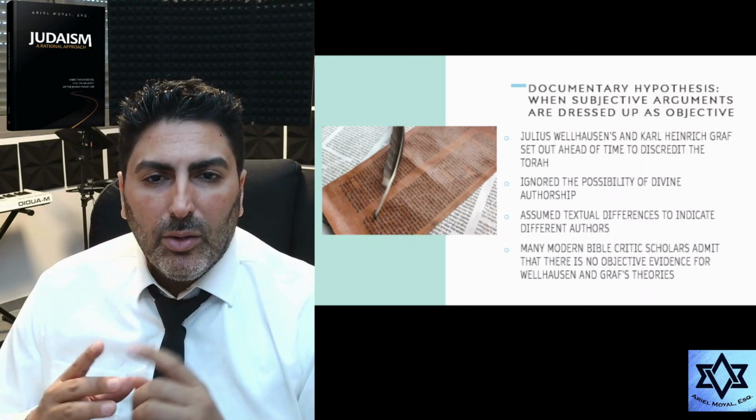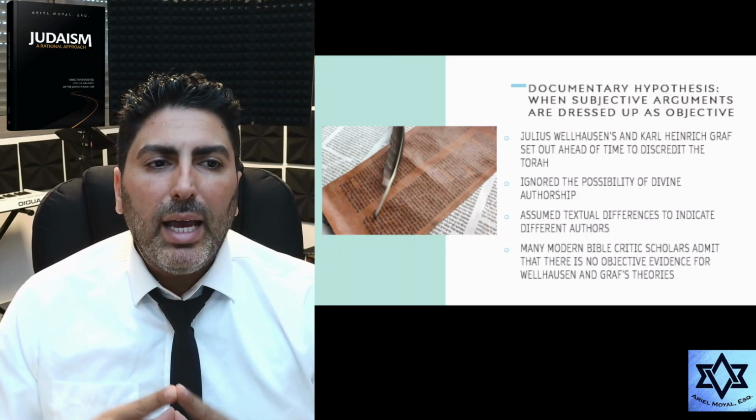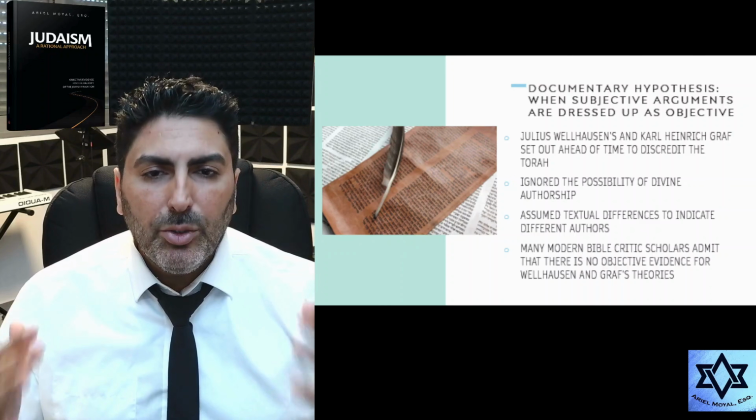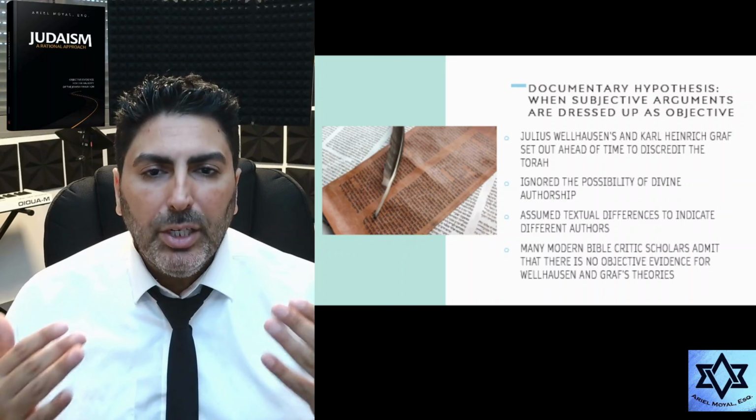It's widely known that Wellhausen and Graf set out ahead of time to discredit the Torah. They had their worldview. They believed in evolution, and they said, okay, we've arrived here by chance.